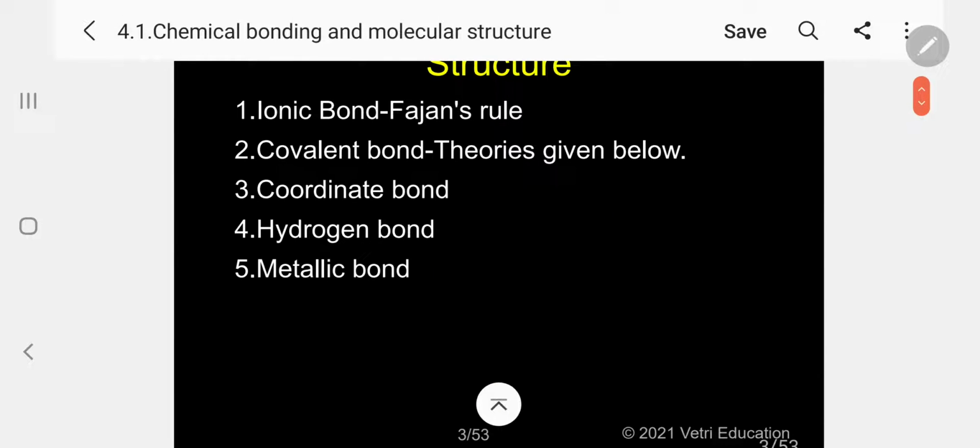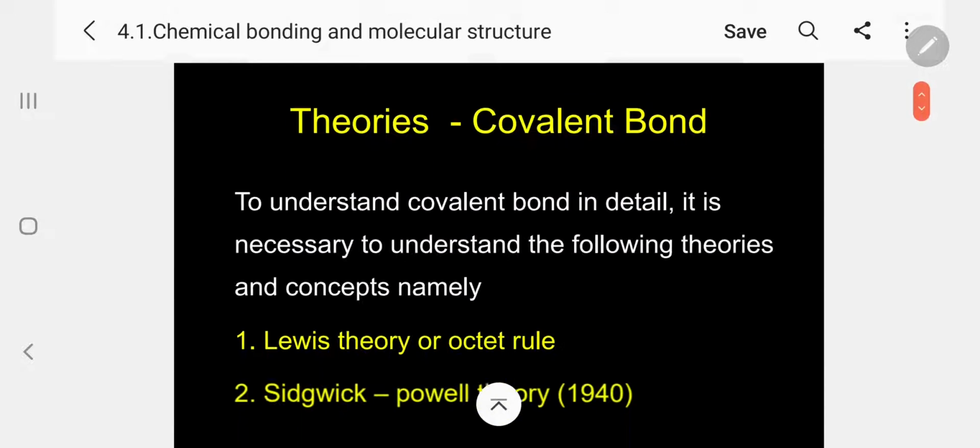Next, you have to study coordinate bond. Then hydrogen bond you have to study. Metallic bond you have to study. This is the syllabus as per our NEET syllabus. Please follow. So, let me go forward now.